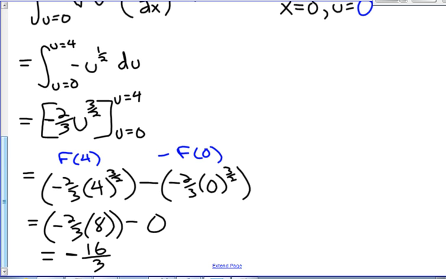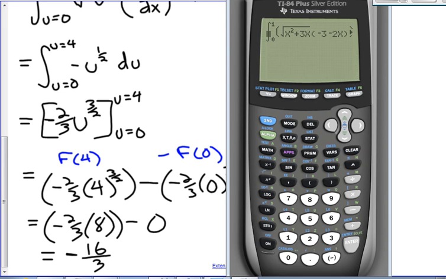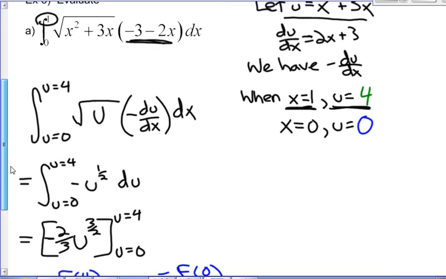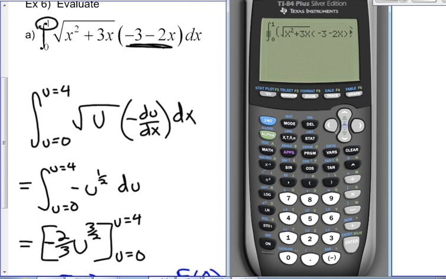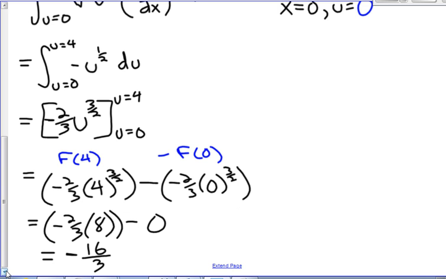And just to be sure, I'm going to check with my calculator. There's the original question. Let's just take a look at it. Okay, x squared plus 3x, all square rooted, times negative 3 minus 2x. And I need to put in a dx here. And if we feel a little bit weird about not coming back to the x, let's just make sure that it gives us the same answer. Negative 5.33333, or exactly negative 16/3. So we've done a better job than the calculator.